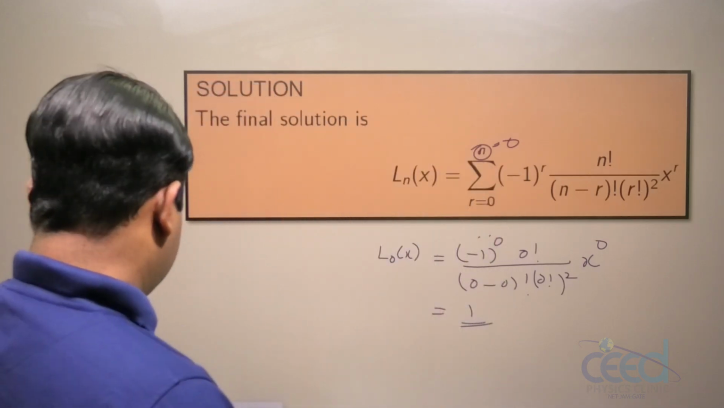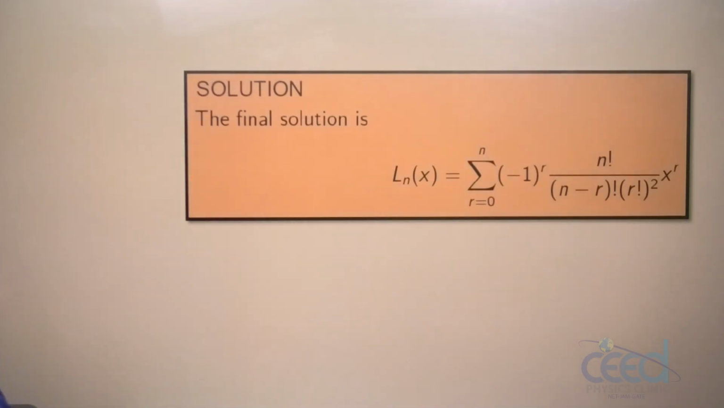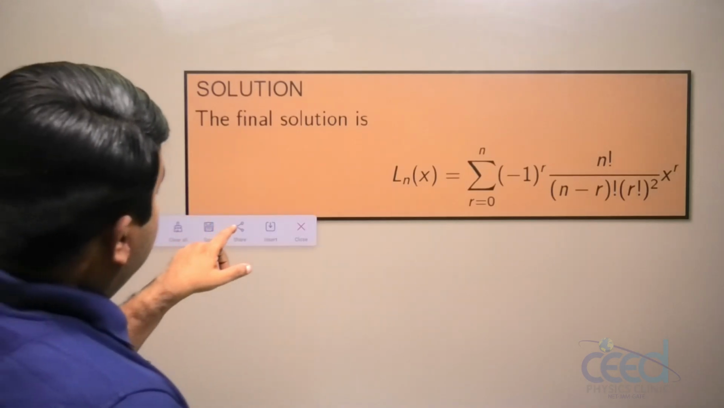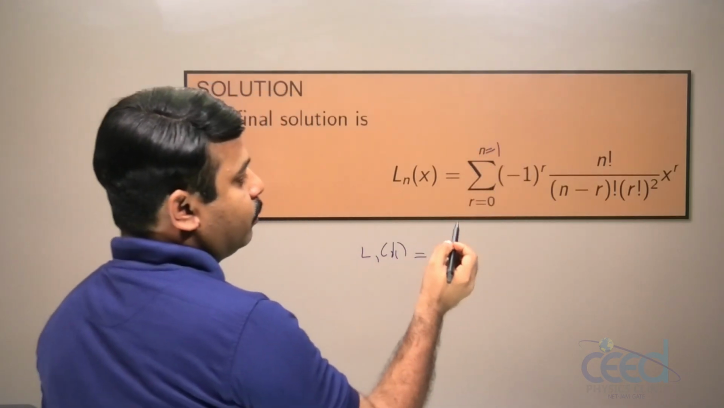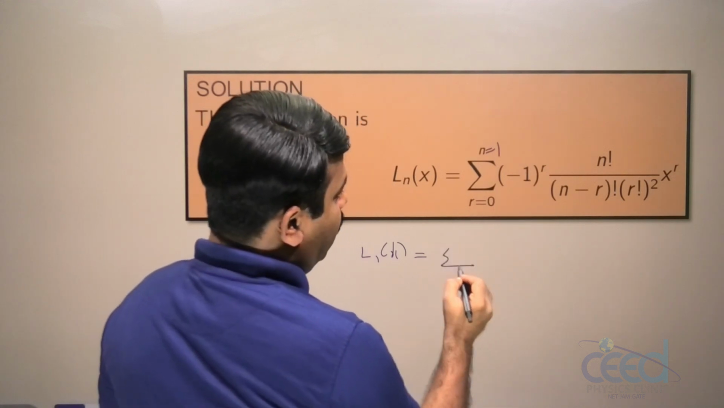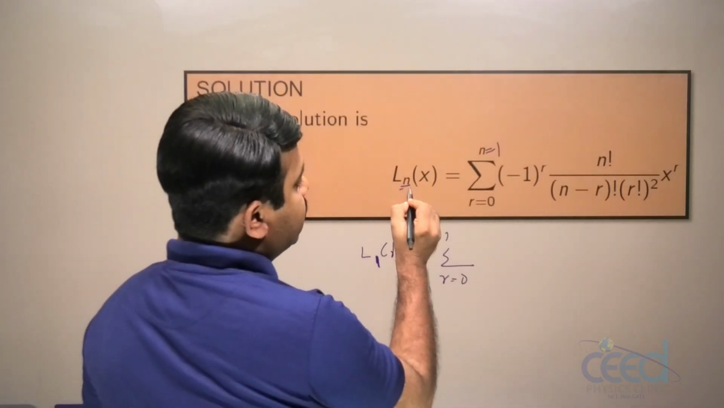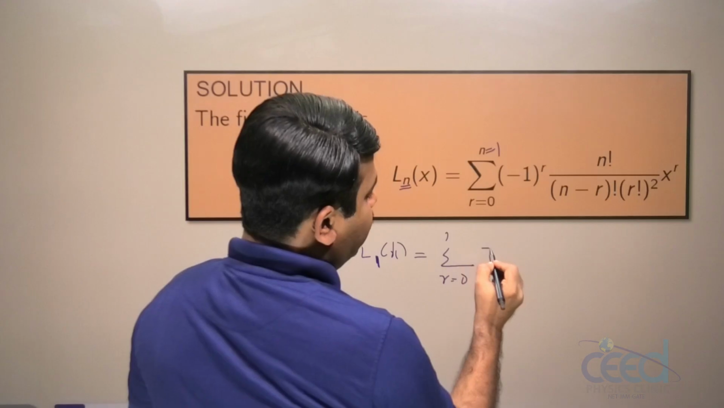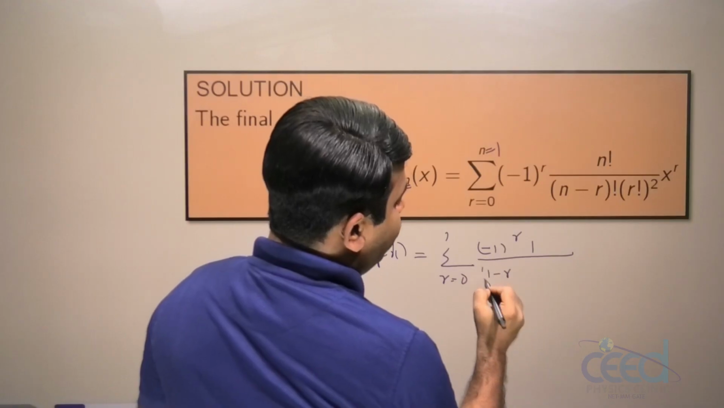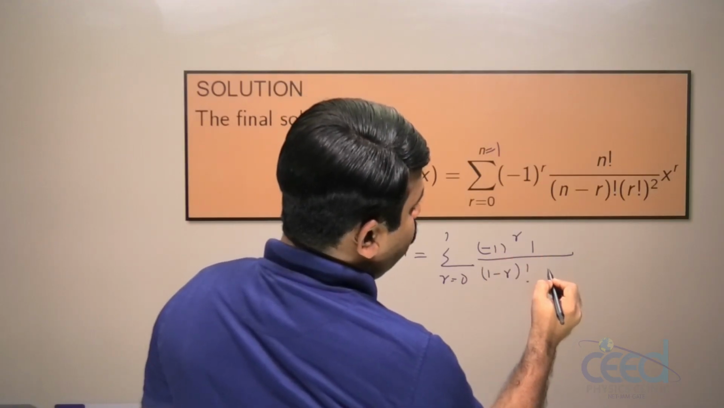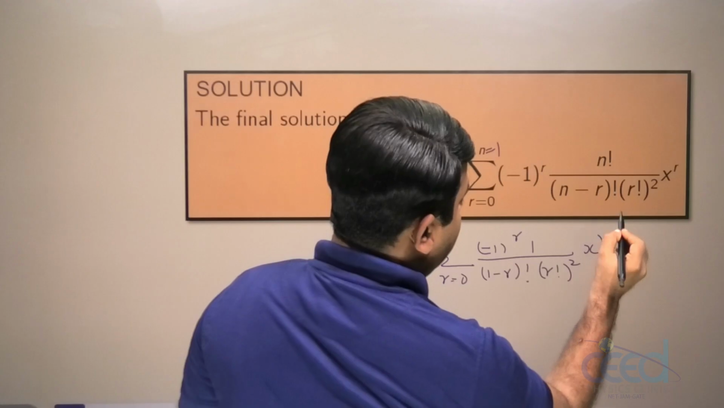Now L1 of x, what is that? Let us find L1 of x. L1 of x means n is equal to 1. First you write sigma r equals 0 to 1, putting n equal to 1 here. Then (minus 1) raised to r, 1 factorial, that is 1, divided by (1 minus r) factorial and r factorial, r factorial whole square, into x raised to r.